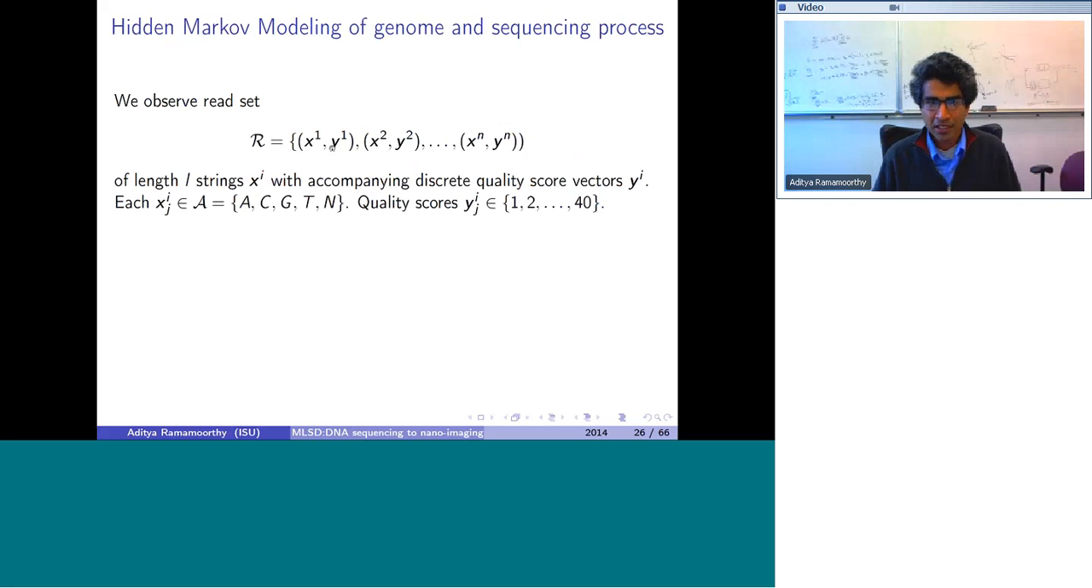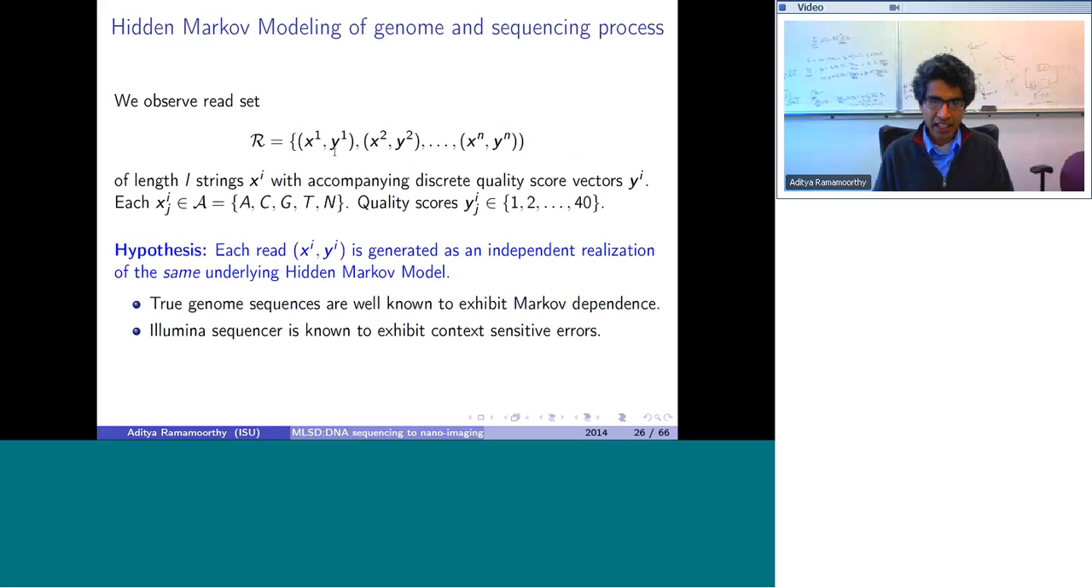The yi's are the corresponding quality scores, which means that for every read there is also a length 100 vector that says what is the reliability that the sequencer associates with a particular base call. So for the first location, if it calls it as an A, there will be a reliability, a number between 1 and 40. So 40 means it's very confident in the call, and 1 means it's not confident at all.